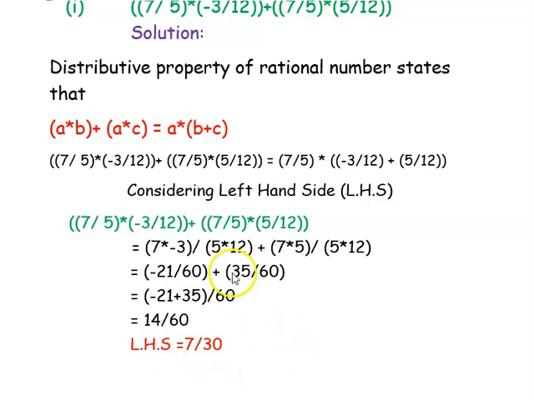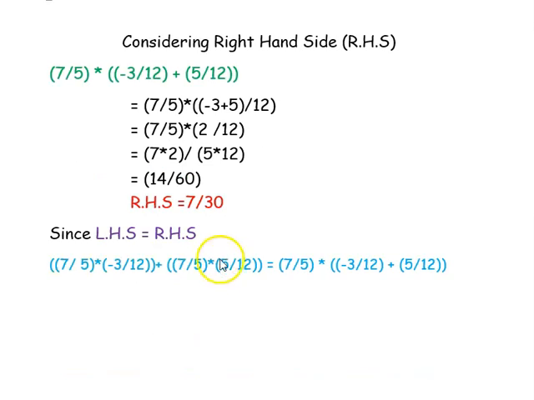Now we are going to see what we get in our right hand side. On the right hand side, we have a times b plus c. So a is 7 by 5 times minus 3 by 12 plus 5 by 12. We solve the parenthesis first. The denominator 12 is common, so we write it once and add the numerators, that is minus 3 plus 5 divided by 12. Minus 3 plus 5 is 2, so 2 divided by 12. So we have 7 by 5 times 2 divided by 12.